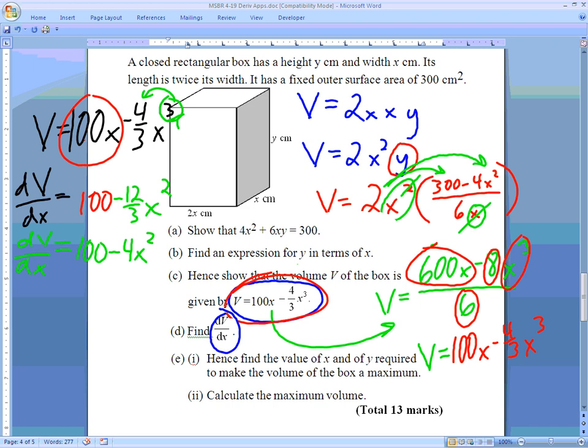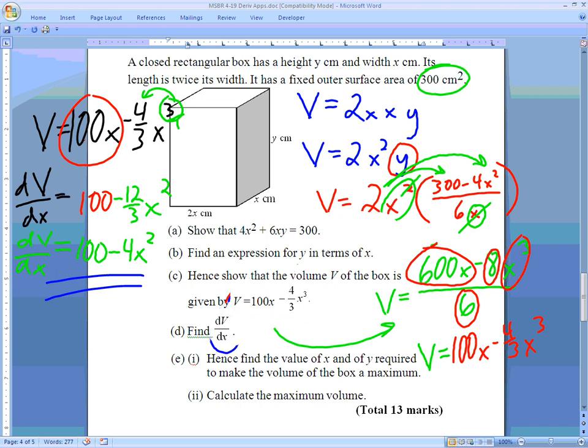And so that is part D. Now it says, hence find the value of x and y required to make the volume of the box a maximum. So we want to get the biggest possible box. We still only have this surface area. That was our sort of constraint that we have. So we want to know where this expression that we just did, this derivative, has a maximum. So that goes to our previous lesson. Wherever there's a maximum, we know our slope is 0. And if our slope is 0, we can set our derivative equal to 0.